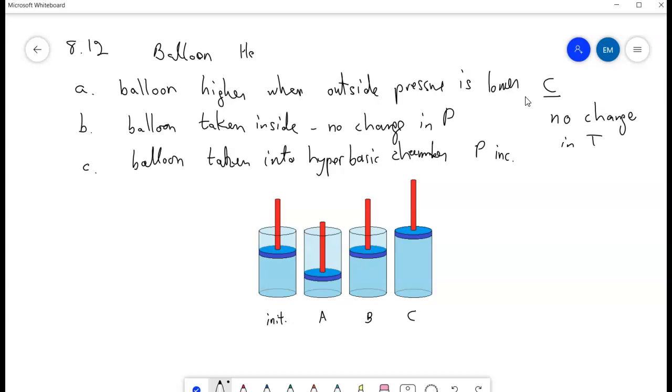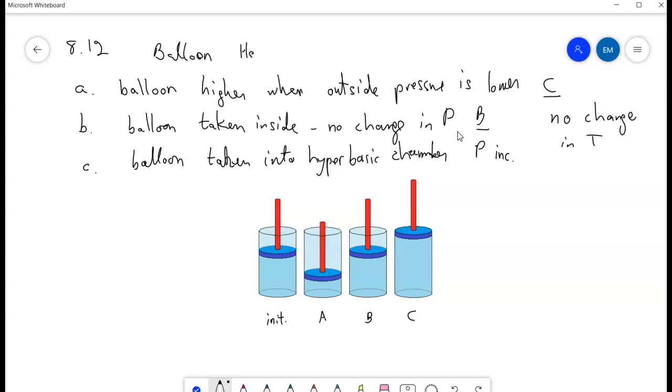B, the balloon is taken inside, there's no change in pressure. Well, they say there's no change in temperature, and if there's no change in temperature, then that's not going to affect it. There's no Charles's law things going on. And if there's no change in pressure, then we're going to have the same pressure and the same volume. P1 V1 is equal to P2 V2. If P1 is equal to P2, then V1 is going to be equal to V2. It's going to have to be. So we're saying that's going to be B.